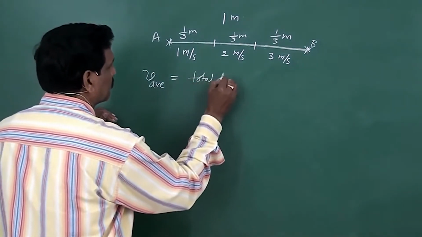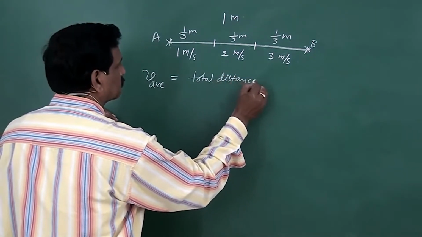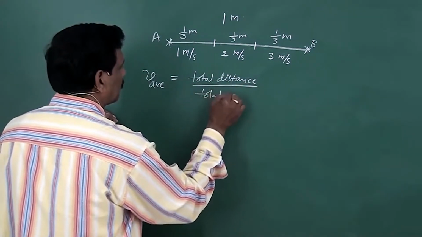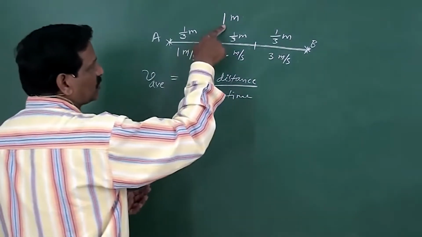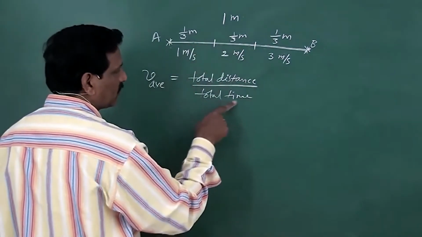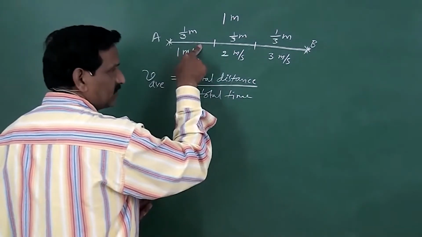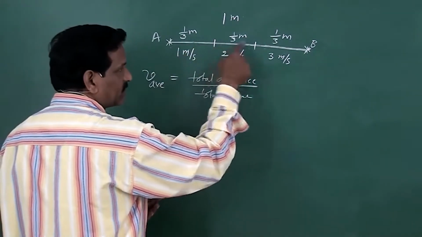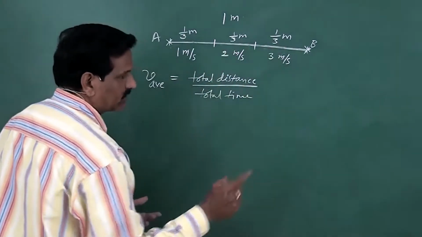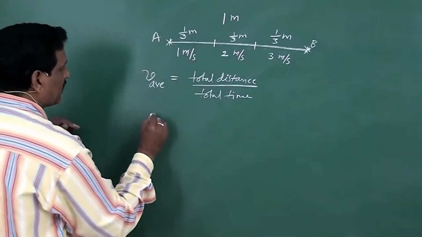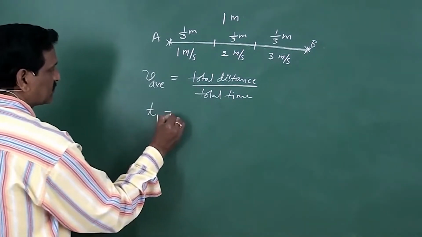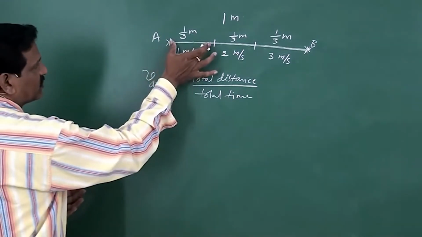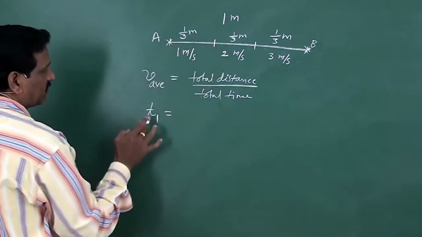Total distance by total time. Total distance is assumed to be 1 meter. So we have to calculate total time. So in this case time interval, in this case time interval, in this case time interval we have to calculate. So in the first case, time taken is taken as T1. So for this journey time taken is T1.